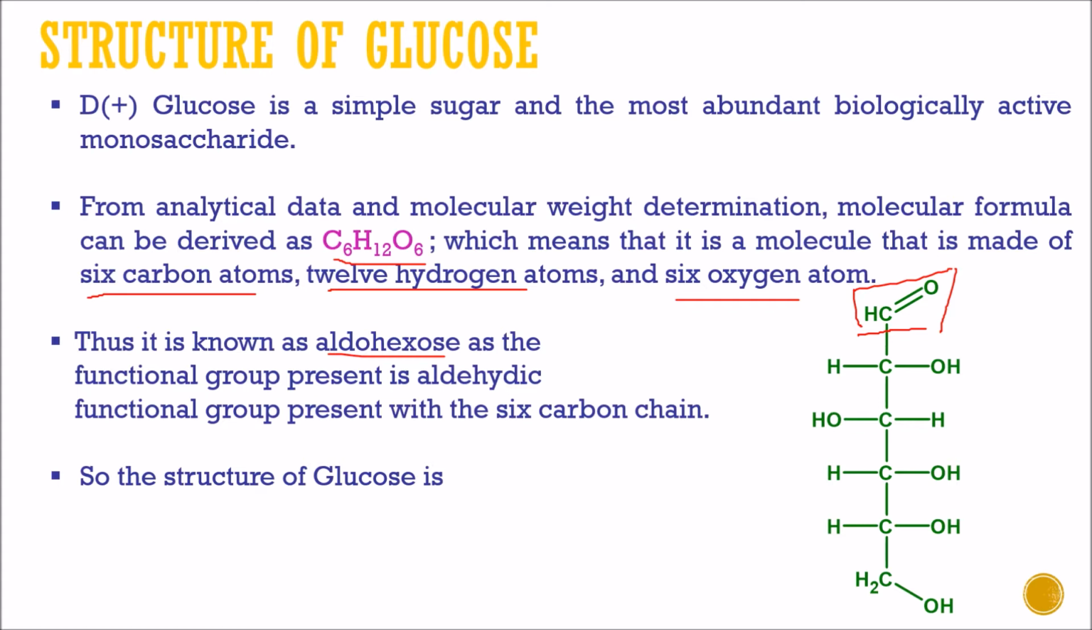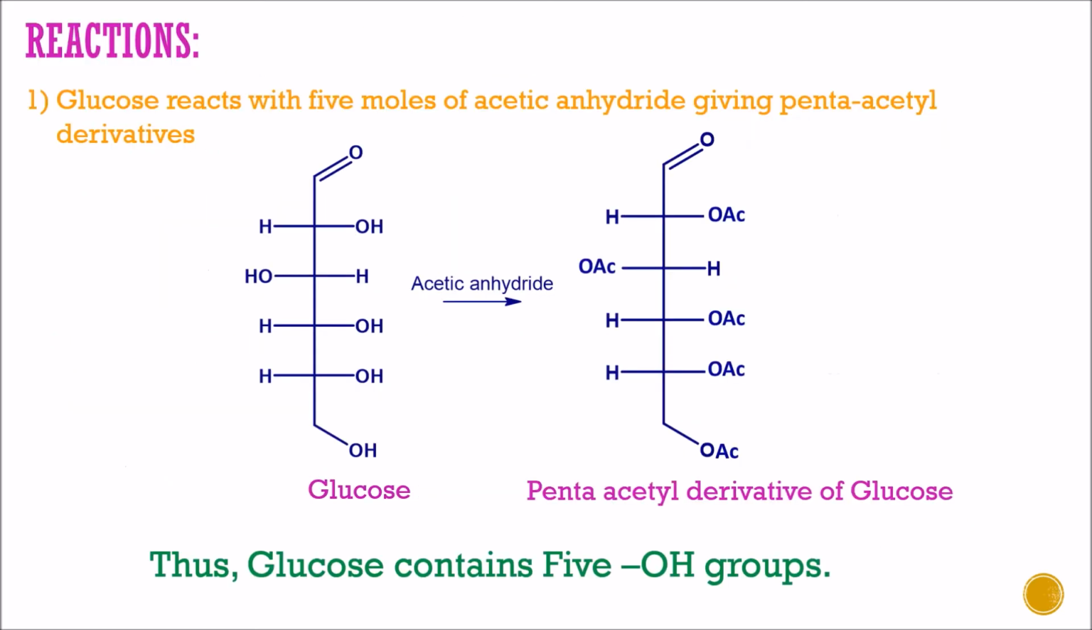As the functional group present is aldehydic and present with 6 carbon chain, let us do the numbering first. Glucose carbon number 1 as the functional group is present over here, carbon number 2, carbon number 3, carbon number 4, carbon number 5, carbon number 6. So here glucose has 6 carbon chain present and at carbon number 1 aldehydic functional group is present, so glucose is known as aldohexose. To prove the structure of glucose, we have to study the reactions in detail.